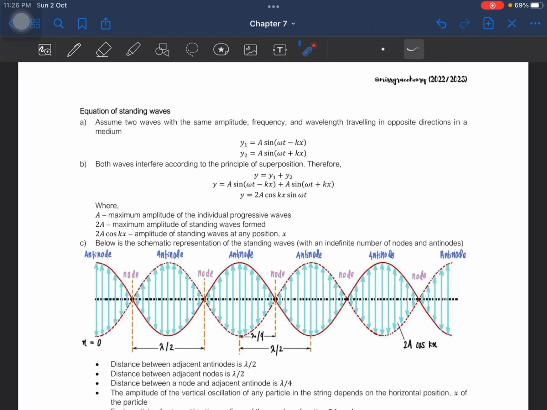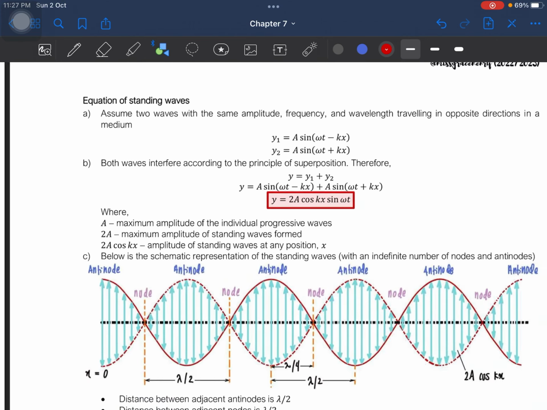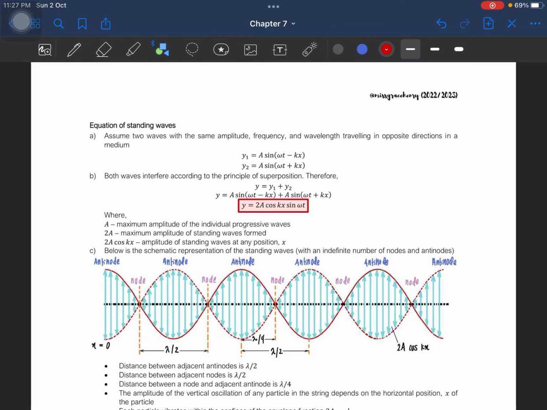They will interfere according to the principle of superposition. So we can add them together. Adding these two together will give us this equation here. Okay, so this equation here is telling us about the superposition of the waves.